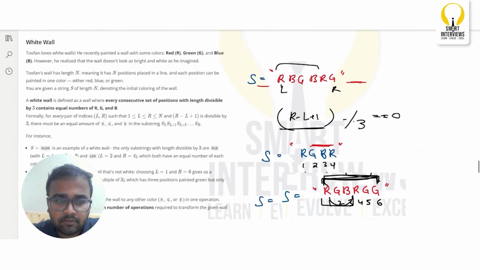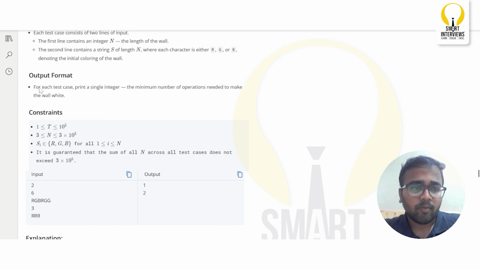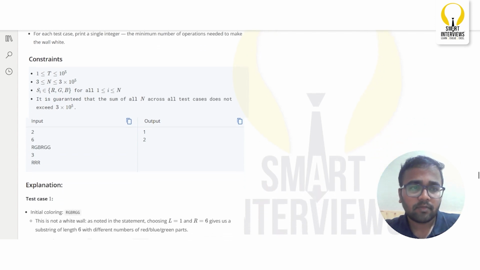Let us move forward and understand the input format. The first line contains a single integer t, the number of test cases. Each test case consists of 2 lines of input. The first line contains an integer n, the length of the wall. The second line contains a string s of length n, where each character is either R, G or B, denoting the initial coloring of the wall. For each test case, we need to print a single integer, the number of operations needed to make the wall white. Coming to the constraints, t is less than or equal to 10 power 5, then n is less than or equal to 3 into 10 power 5 and greater than or equal to 3, then s of i belongs to R, G or B.